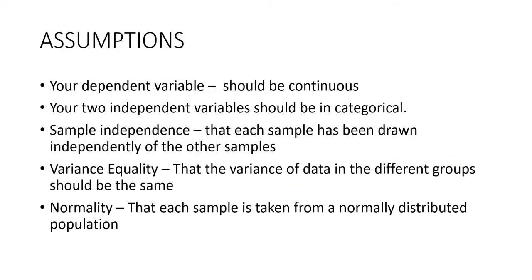Fine. The assumptions for two-way ANOVA: your dependent variable should be continuous. Very important. Your two independent variables should be categorical. That's for two-way ANOVA. The independent variables must be categorical and the dependent variable should be continuous. Sample independence: each sample has been drawn independently of the other samples. Variance equality: the variance of data in the different groups should be the same. Normality: they follow the normal distribution or Gaussian distribution or bell curve.